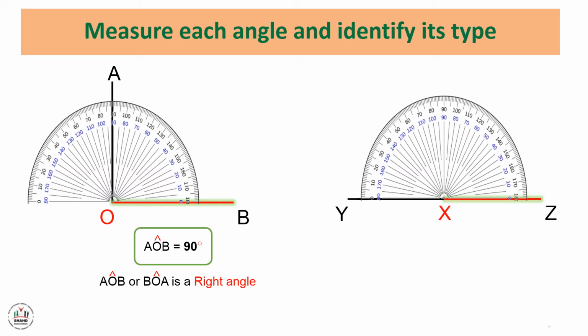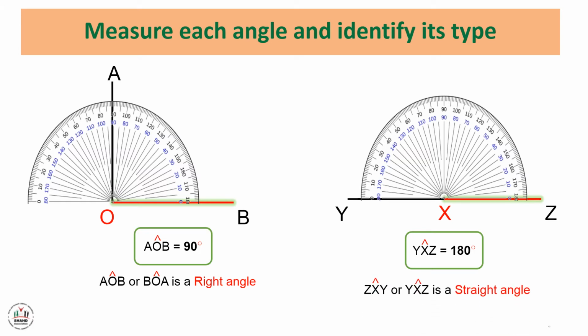This angle is equal to 180 degree. The angle YXZ is equal to 180 degree, or ZXY is equal to 180 degree. The type of this angle is what? Very good, is a straight angle. ZXY or YXZ is a straight angle because is equal to 180 degree. While AOB is equal to a 90 degree, so AOB is a right angle. Any question? Very good.